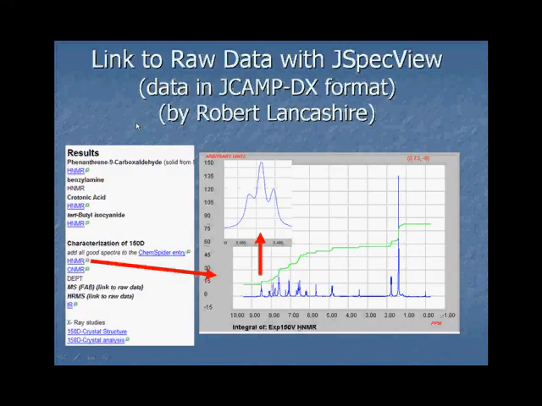Okay, so again, part of that page is a results section. And here, instead of just linking to the NMRs as PDFs, we actually link to them in JCAMP format. And we use JSpecView, written by Robert Lancashire, a fantastic free program that allows you to view NMR spectra or any spectra in JCAMP format in a browser in a way that can be expanded very easily. So this here is what the spectrum might look like in a PDF, in a supplementary information section.